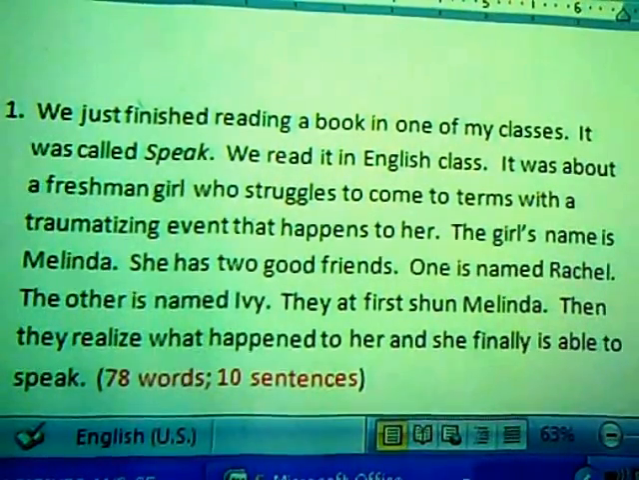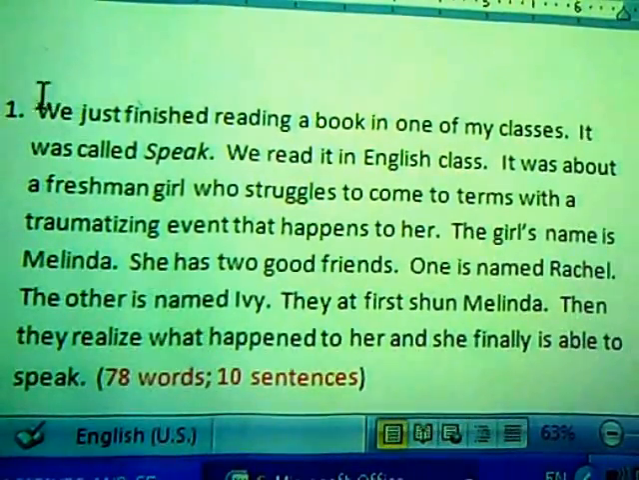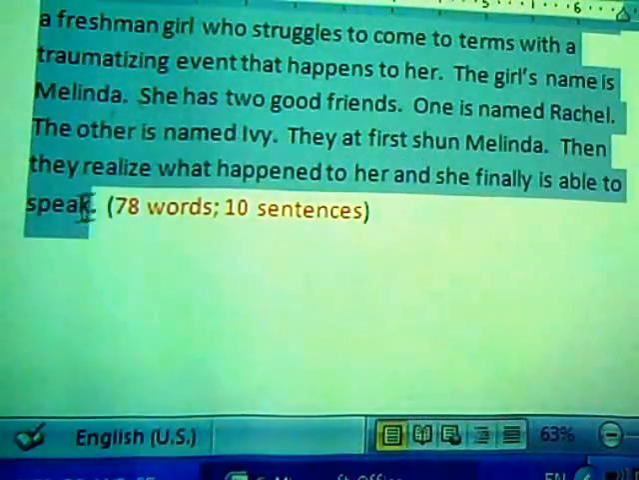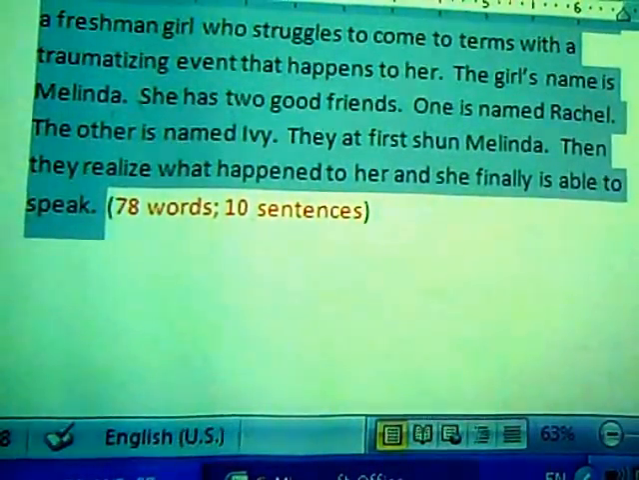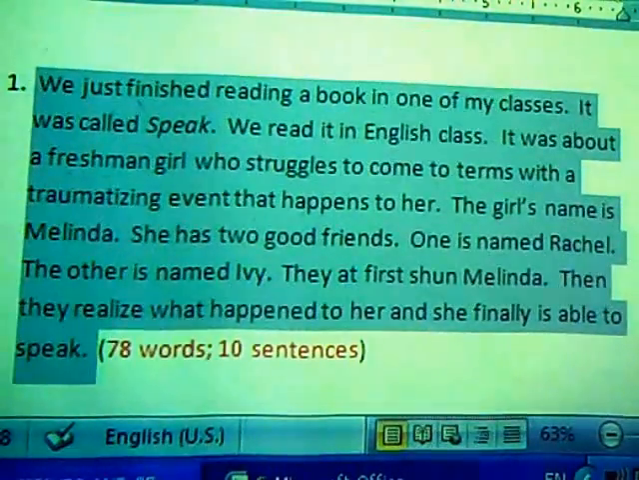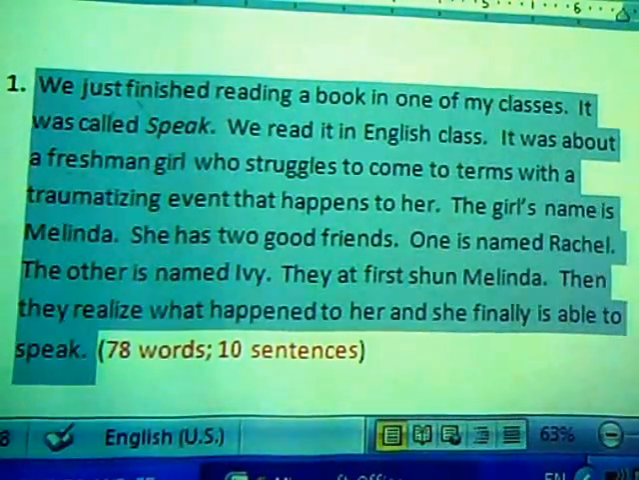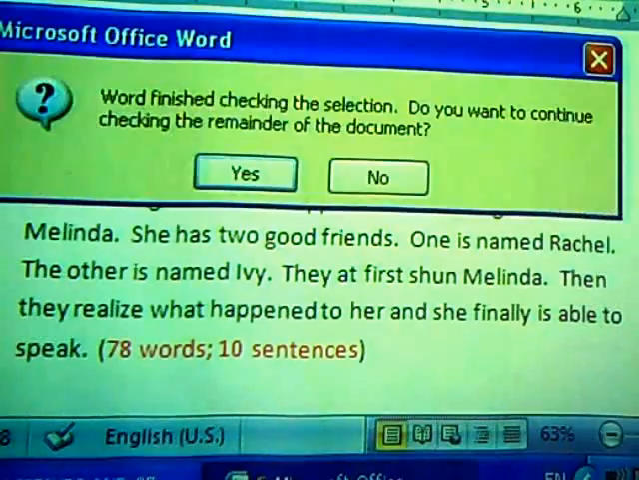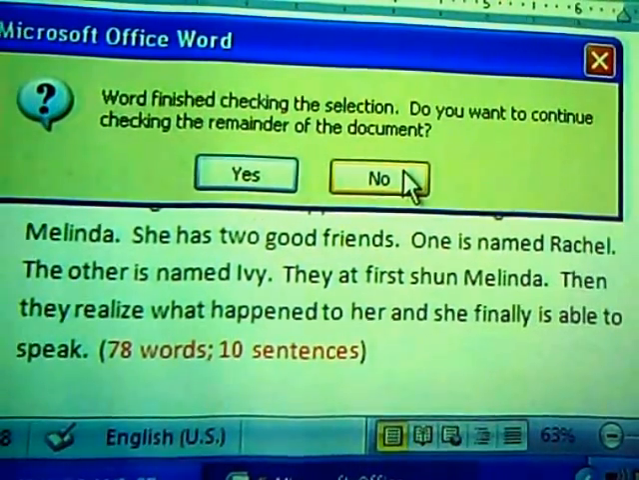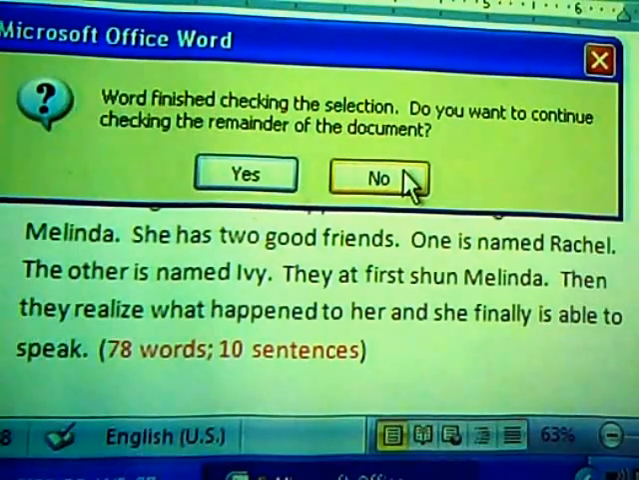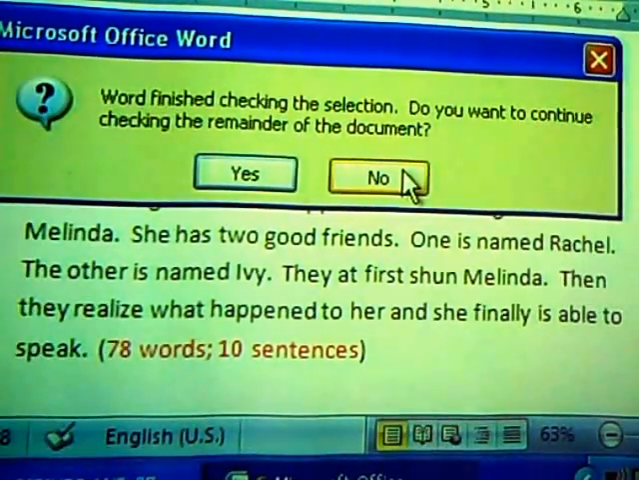So if I go up to review, actually I'll highlight the passage I want to check for the readability level, and then I'll go up to review. I go to spelling and grammar. It's going to ask if I want to continue checking the selection. I'm going to click no here because beyond what I've just highlighted, I have a rewritten version and I don't want it to check that just yet. I'm just trying to find out what the readability level of this particular passage is.